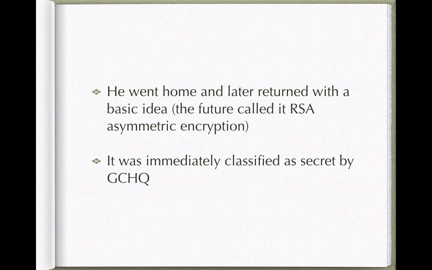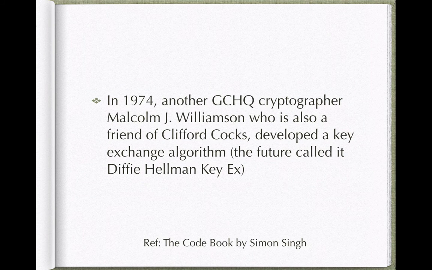Still, we need to provide a key exchange algorithm. At that time, Clifford Cox doesn't know how to implement a key exchange algorithm. So he has a friend by the name of Malcolm J. Williamson. In just one year, in 1974, this cryptographer, Malcolm Williamson, developed a key exchange algorithm. And as usual, immediately it was classified as secret and put inside GCHQ.